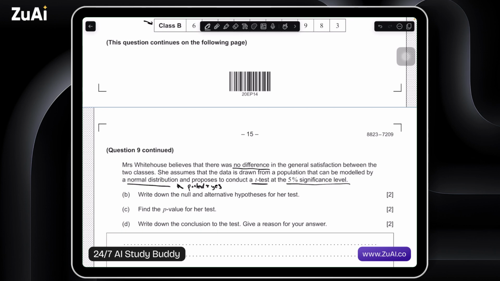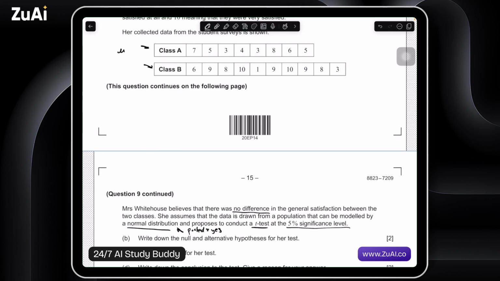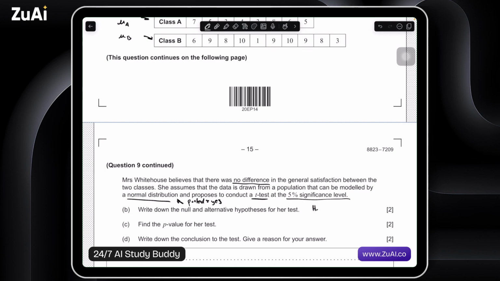Write down the null and alternative hypotheses. If we're calling this UA or U, we can call this U1 or UA, doesn't matter. Let's call this mu A and mu B. Null hypothesis, let's write it here, I guess, H0, and H1 or H alternative. We're saying that this is the status quo, that there is no difference. And the alternative is that mu A does not equal mu B. That's our alternative hypothesis. That's 2 marks.